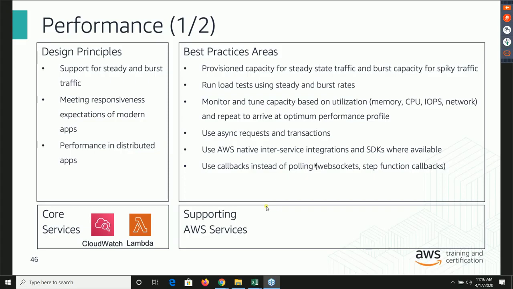So when you do load testing and monitor the performance, you may find that a higher memory configuration, even though it might seem costly, might actually execute your function quicker and end up costing less. So this is a cycle that you have to go through to arrive at the optimum performance profile in your application.